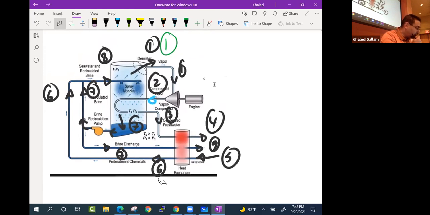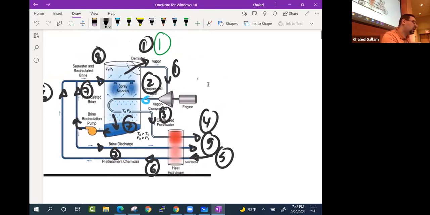The one between 4 and 5, that's 9. Why did it change? Because it went through a heat exchanger. It gets cooled, right?